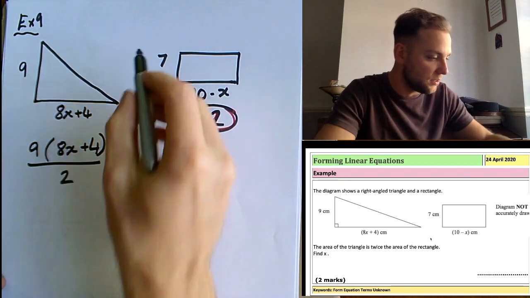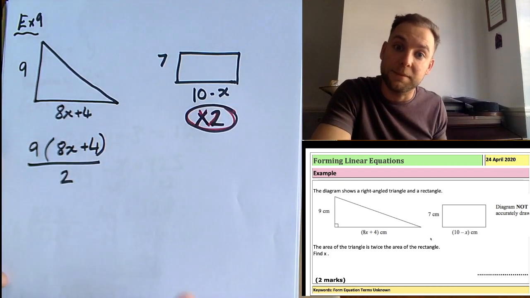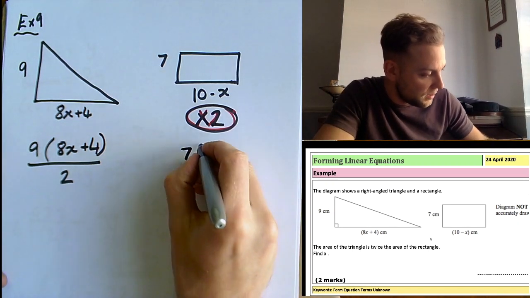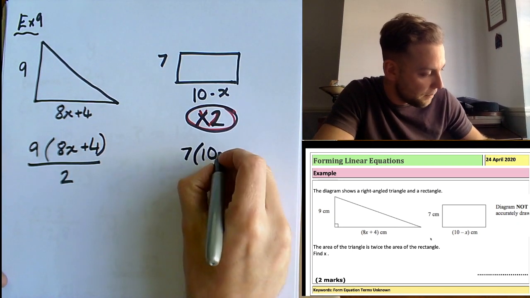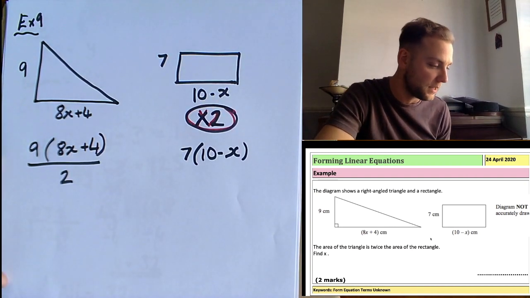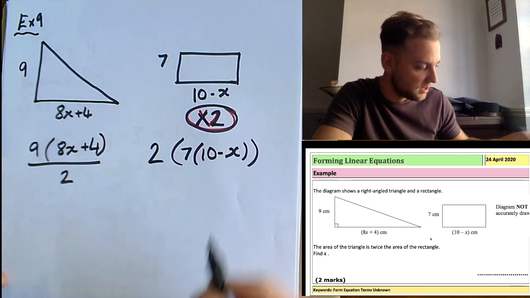The area of the rectangle is length times width. But remember, because this is 2 times smaller, I need to make this twice as big. So it's going to be 7 times by 10 minus x, so length times width. But then I do need to times this by 2. Now, to do that, I could do it like this, and I will do it like this actually, okay?